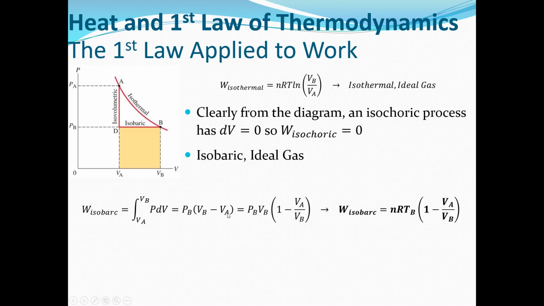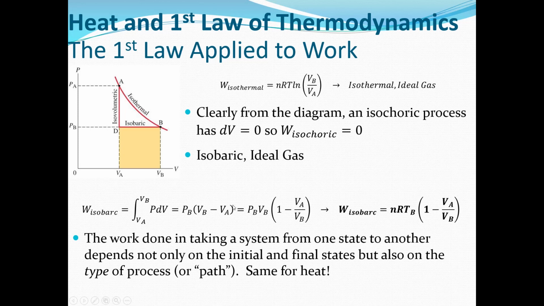Now, one way that we can rewrite it, if we wanted to make it look a little bit similar to this, is since this is the pressure at state B, we can actually factor VB out of this setup. So that's in with this PV right here. And then from here, we can actually rewrite this as NRTB, and then times this relation. So this is the work done in the isothermal case, and this is the work done through the isobaric pathway.